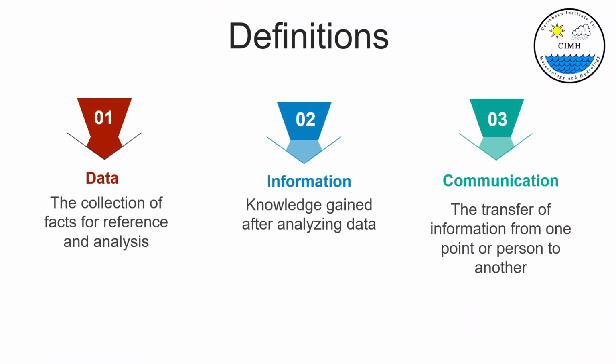There is usually a misconception about these three: data, information, and communication. Data is a collection of facts for reference and analysis, whereas information is the knowledge gained after analyzing the data. Then finally, once that information has been gathered, communication is the transfer of information from one point or person to another.